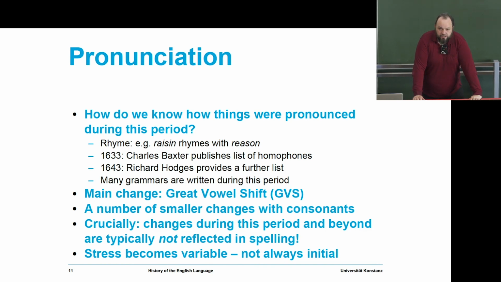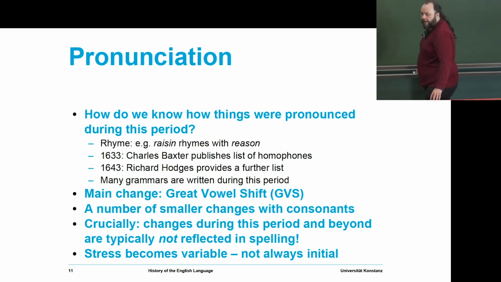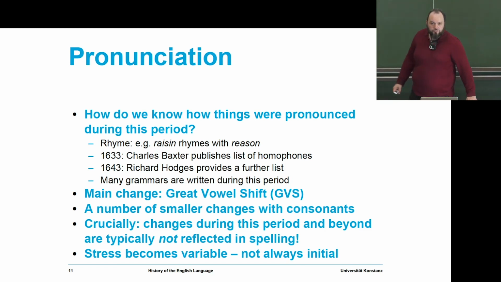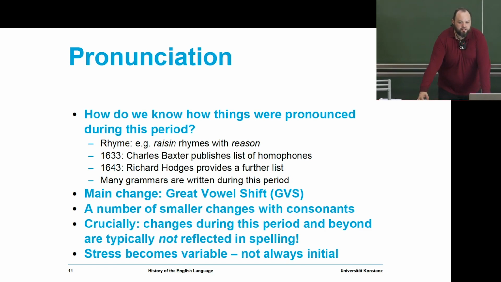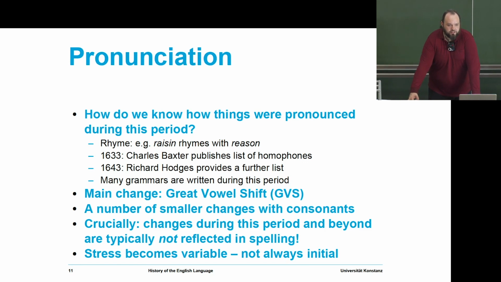So that rhyming evidence can give us a lot of clues as to the pronunciation. We also find, during the 17th century in particular, that people start to write about the language. They actually start to write about the language use. So in 1633, Charles Baxter publishes a list of homophones, homophones being words that sound the same but are spelt differently, such as the preposition for and the number for in modern English. And Richard Hodges, 10 years later, comes up with a list of more homophones.